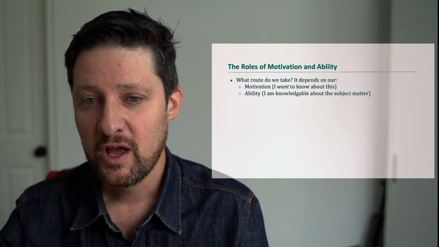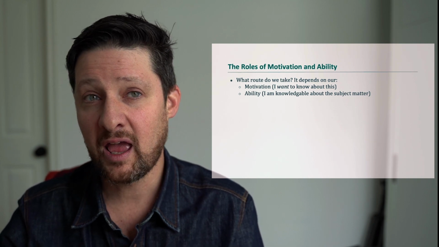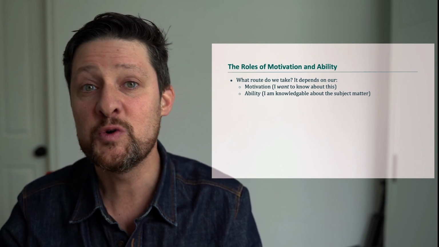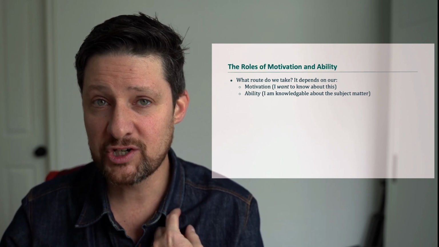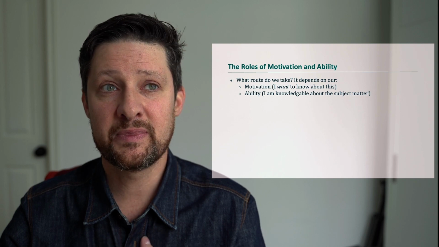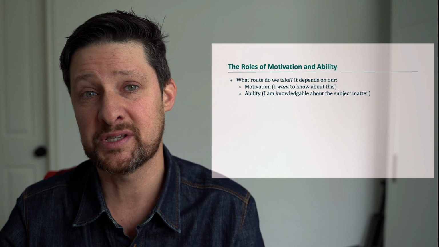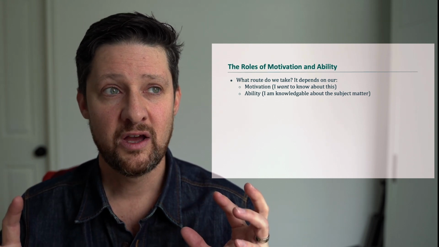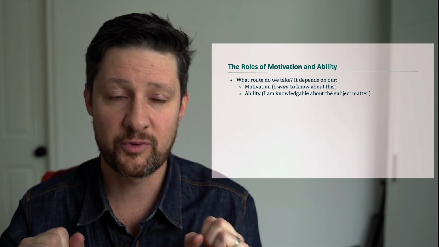And so what route do we take when we're in front of a message? Well, it will depend on two main factors. First, our motivation. If I want to learn about the topic, that's one thing. If I'm not motivated or interested in the topic, that's another. So motivation and interest is one key factor that will make me decide to use either central processing or peripheral processing.